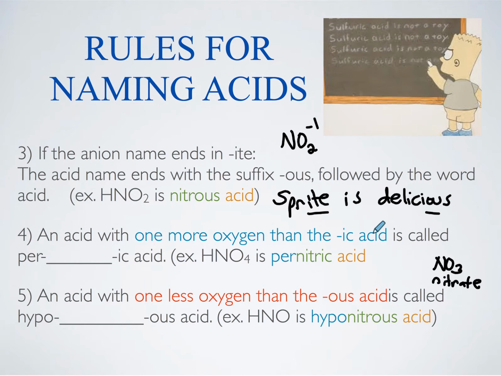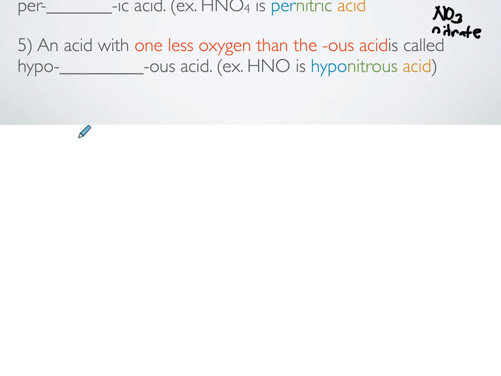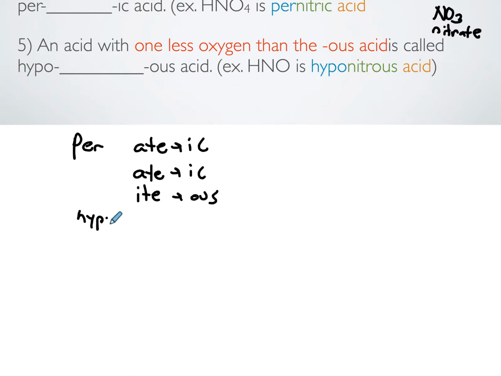Over here, we also know that NO2 was our nitrite, but what if we have one less than that? What if we have NO? The prefix of hypo means that we have one less than that situation. So hypo and then nitrous acid. Now, there's something that you can write out that might help you to keep all this stuff straight. So we have per and then ATE to IC. ATE to IC. ITE to OUS. And then hypo. ITE to OUS.